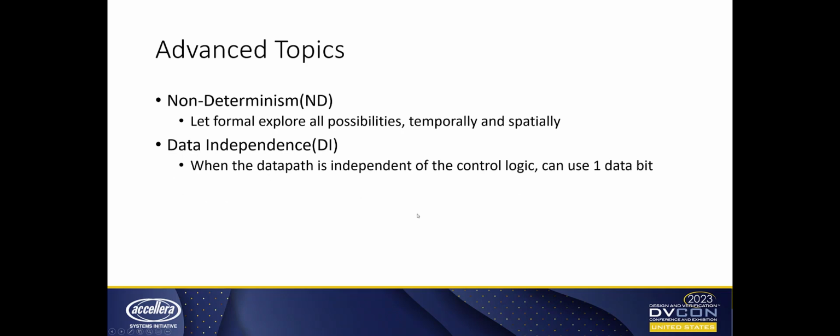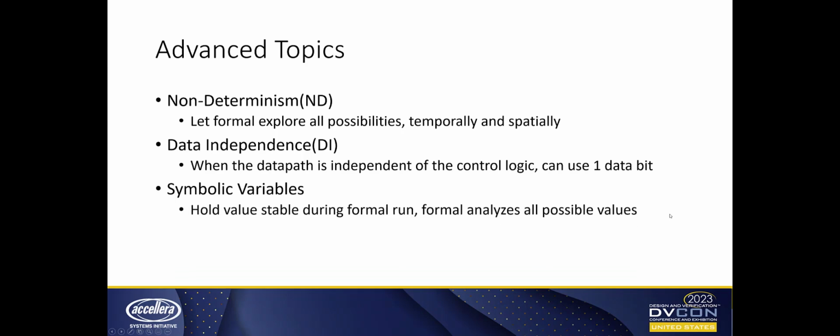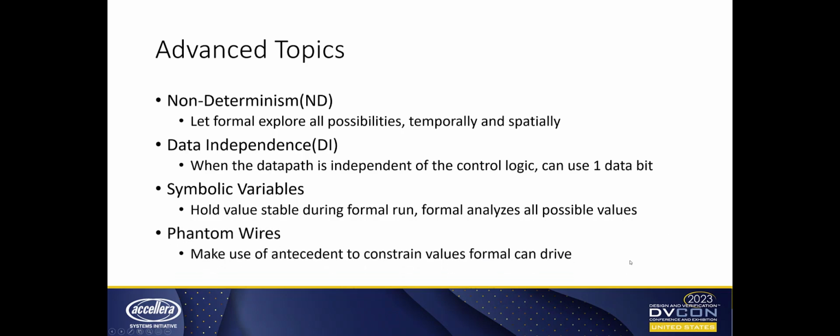Data independence is another technique. If the data path that you're verifying is independent of the control logic, then you can reduce the complexity down to 1 bit. So maybe 128 bits now become 1 bit, reducing state space. If you have control signals that are constant during a process that's happening in the design, then symbolic variables are a great way to verify all possibilities for those control signals within a single formal run. And then there's a technique here, phantom wires. You can use the antecedent of a property to constrain what's going to happen where formal's controlling wires that are in the design. So we'll show some examples of all of these.